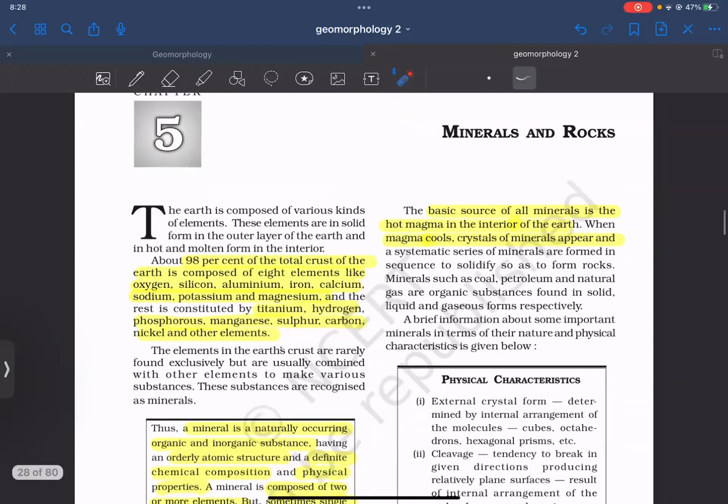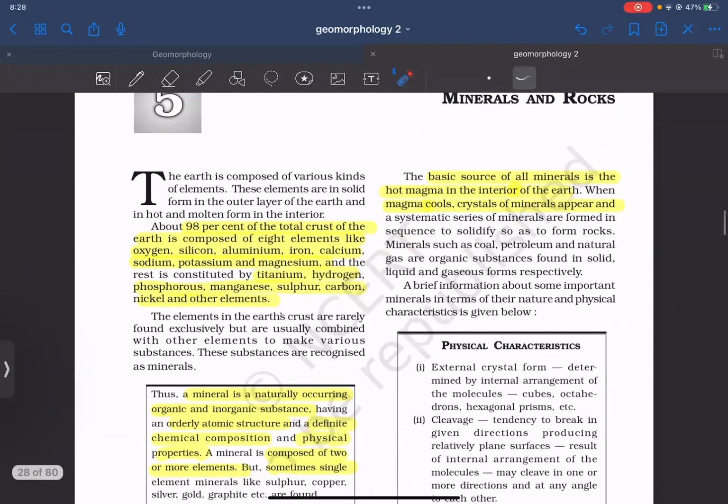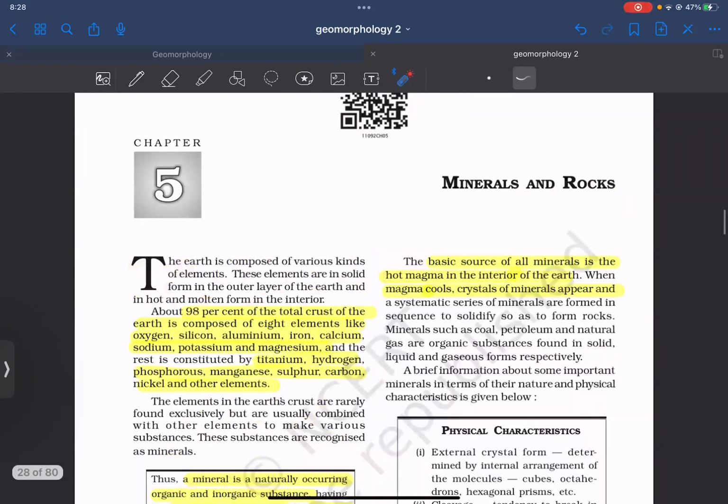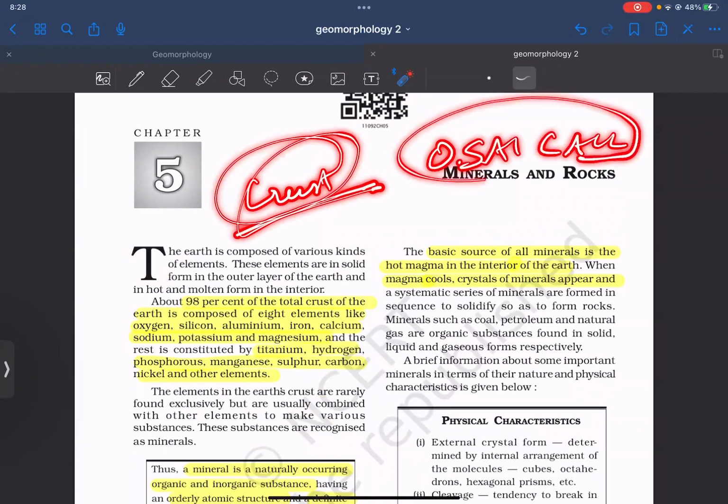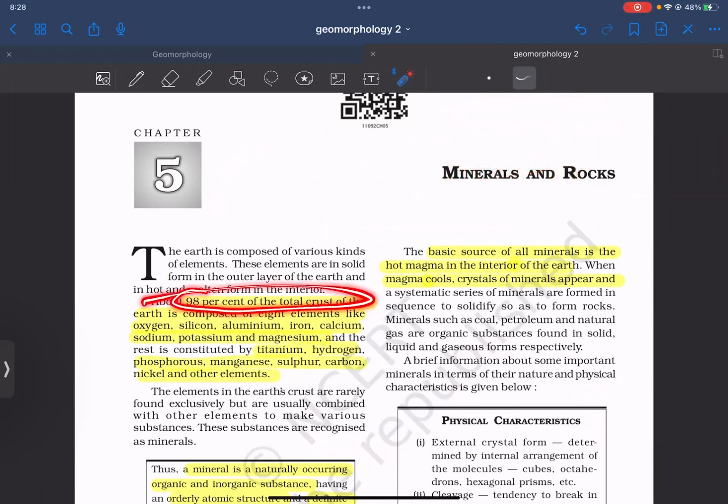All right. Earlier we saw that the earth crust has a maximum element of one. We learned the short form OSI-CAL: oxygen, silicon, aluminium, iron, calcium, sodium, potassium. So these are the order. 98% of the total crust consists of 8 elements: oxygen, silicon, aluminium, iron, calcium, sodium, potassium, magnesium. Others are titanium, hydrogen, phosphorus, manganese, sulfur, carbon, nickel, and other elements.